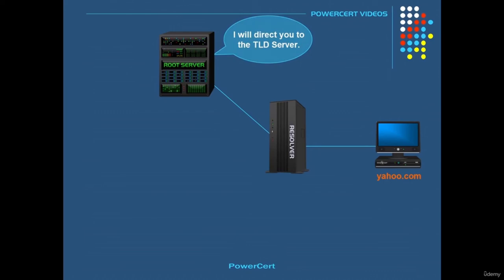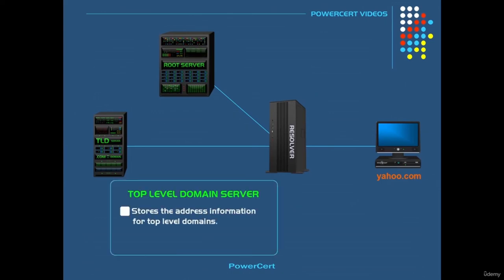So the root server will direct the resolver to the TLD or top-level domain server for the .com domain. So the resolver will now ask the TLD server for the IP address for yahoo.com. The top-level domain server stores the address information for top-level domains, such as .com, .net, .org, and so on. This particular TLD server manages the .com domain, which yahoo.com is a part of. So when the TLD server receives a query for the IP address for yahoo.com, the TLD server is not going to know what the IP address is for yahoo.com. So the TLD will direct the resolver to the next and final level, which are the authoritative name servers.